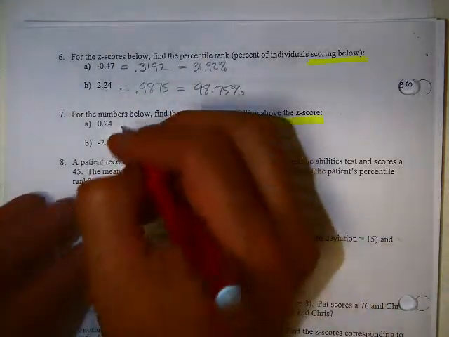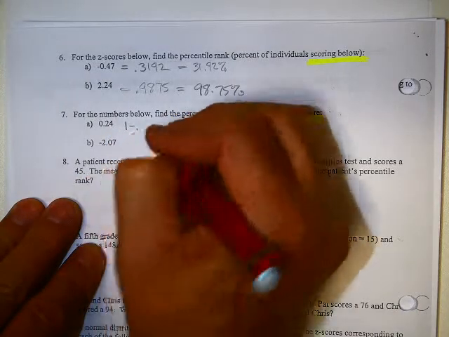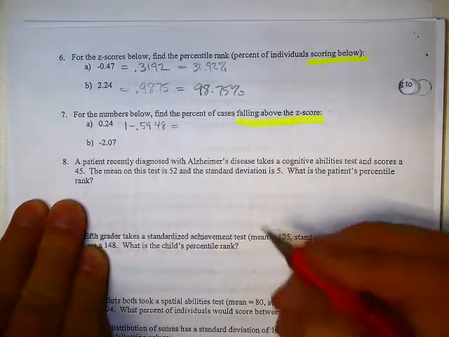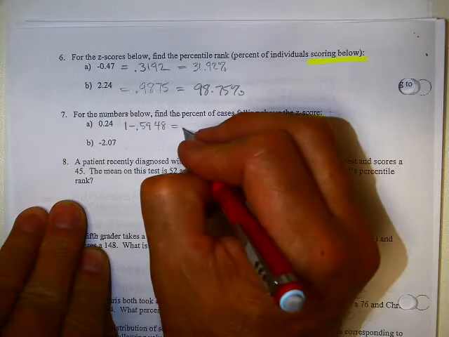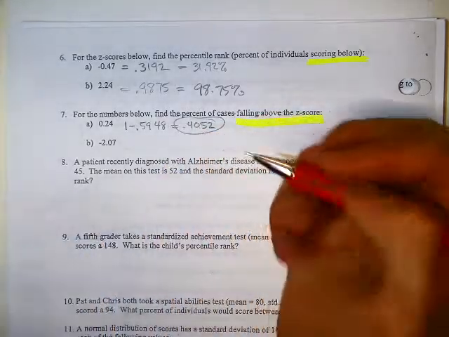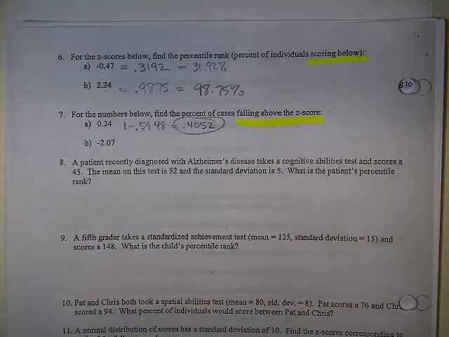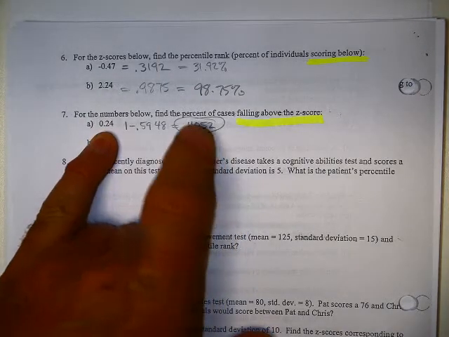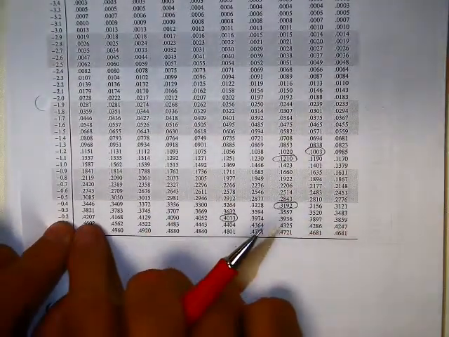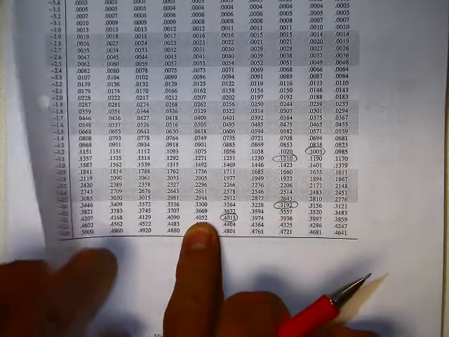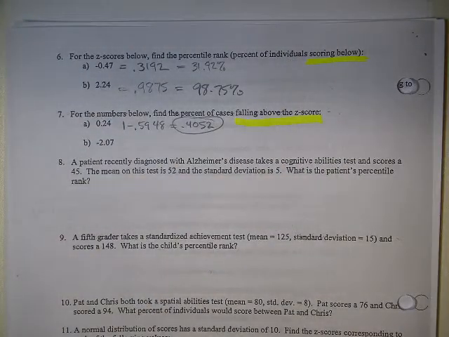How much falls above? Well, that's going to be 1 minus the value we got, 0.5948, which is 0.4052, I think, if my head math is correct. There's an easy way to check that, because the amount above this value is exactly the same as the amount below the negative z-score of 0.24. Negative 0.24, there it is, 0.4052. Why is that? Because the curve is symmetric.